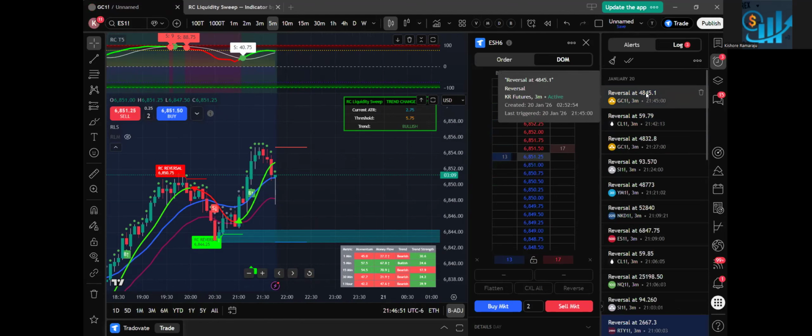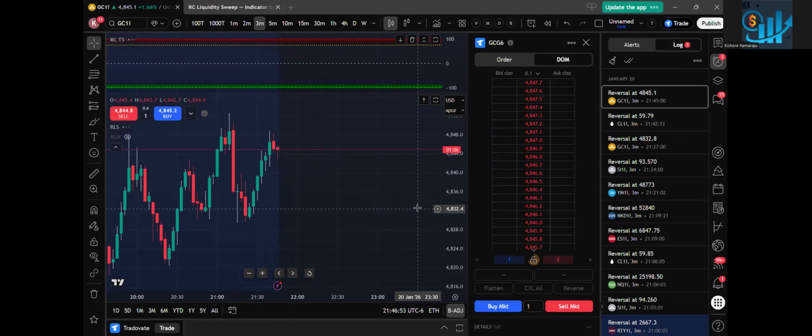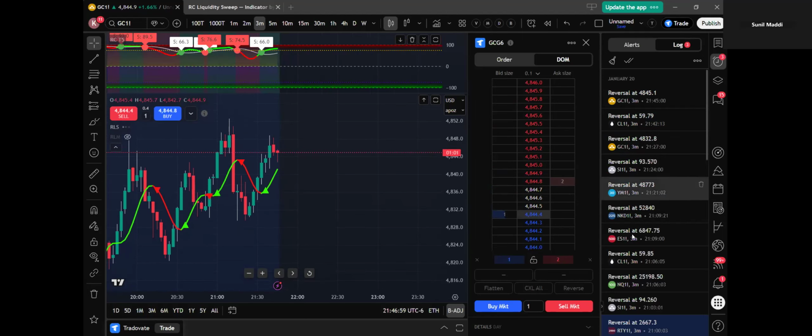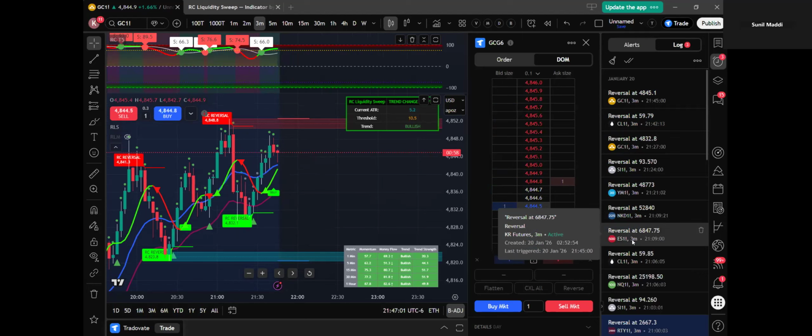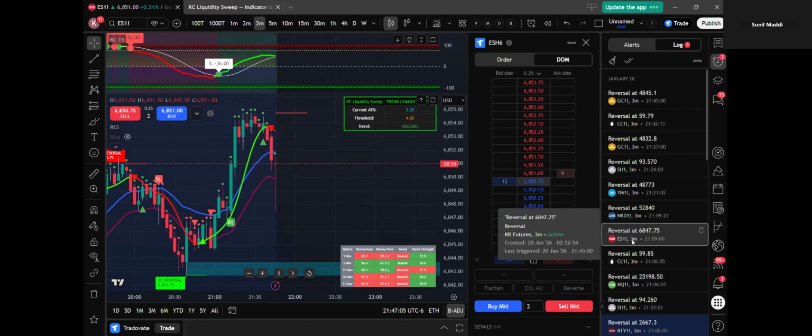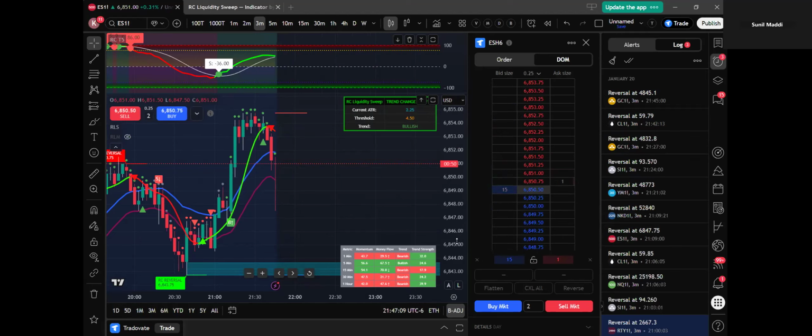For example, GC. Overall the trend is very bullish. If you go to ES right now in 3 minute, we had the bullish reversal, right? And then we got a strong buy. So we got the buy, but then there was a drop.